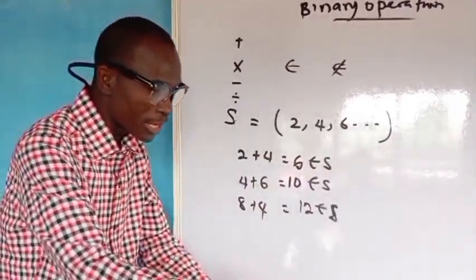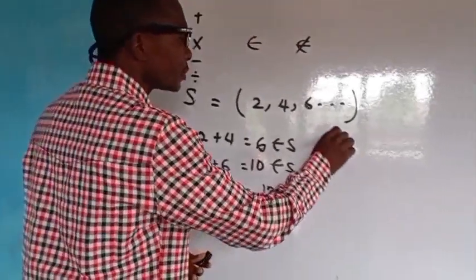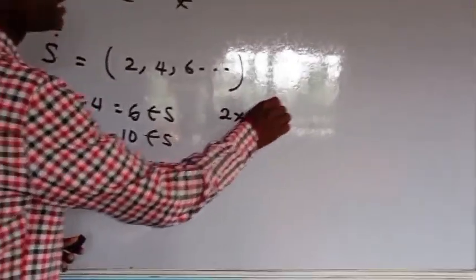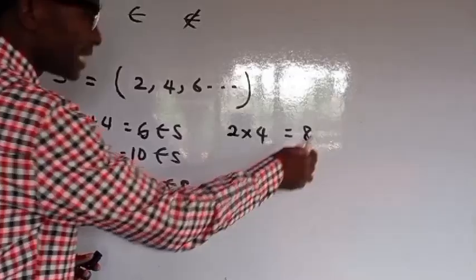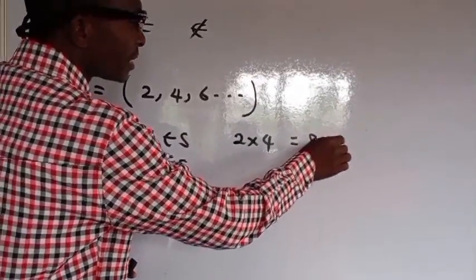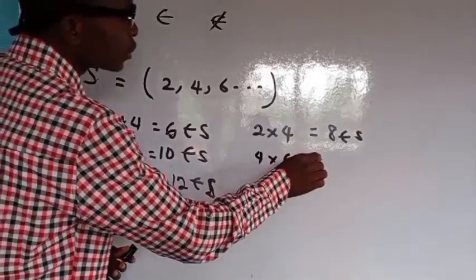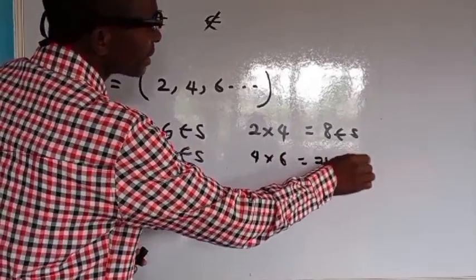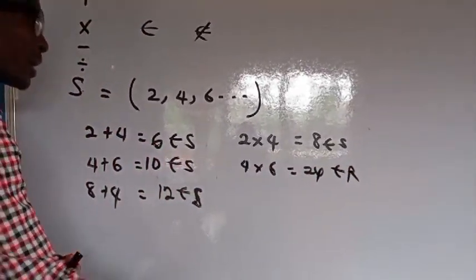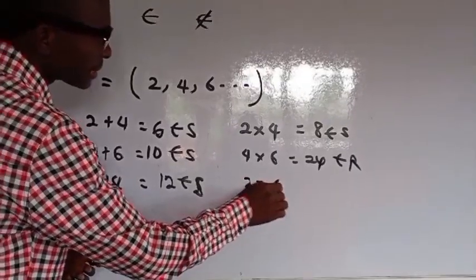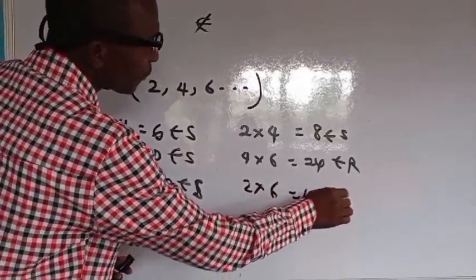If we come to multiplication, the same thing. We can say 2 times 4 will give us 8. They are all even numbers. 8 is a member of the set. You see, when I say 4 times 6, it will give us 24. It's a member of the set. It's an even number. You see, we can say that 2 times 6 is 12. A set of what? Even numbers.